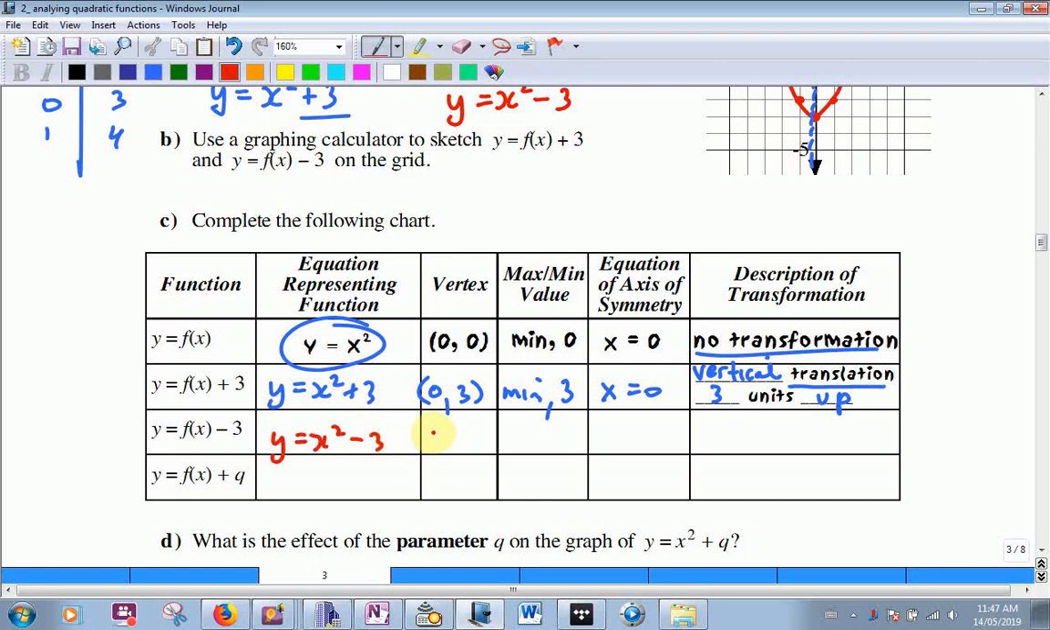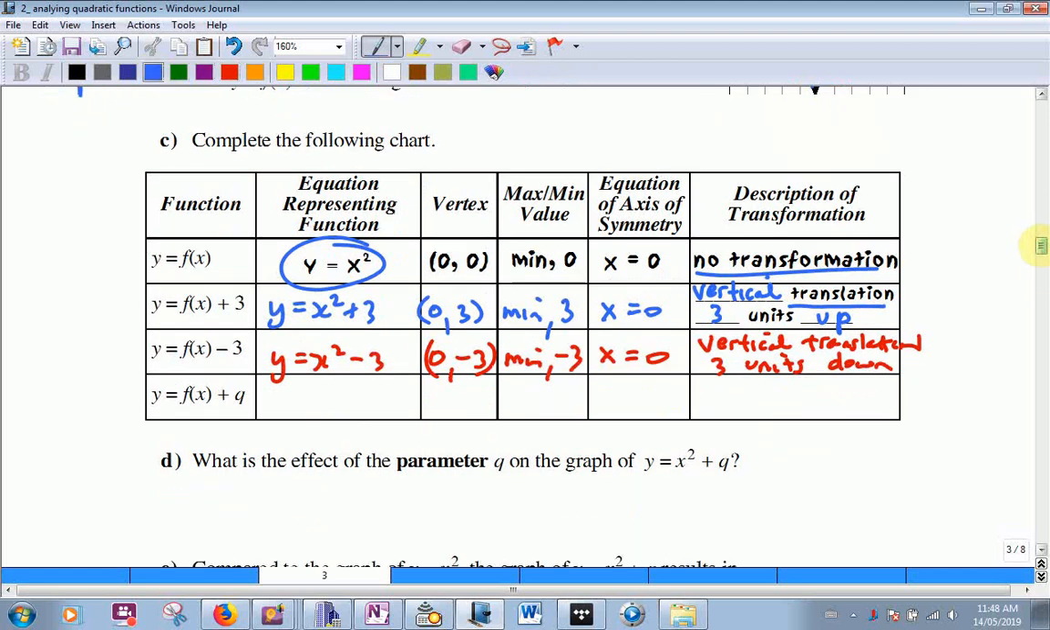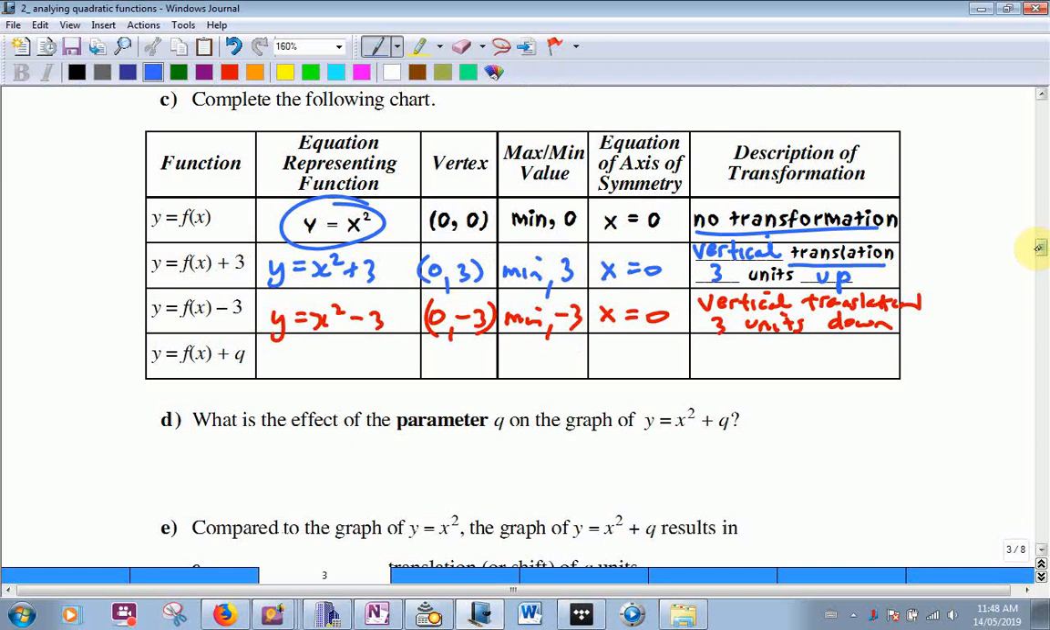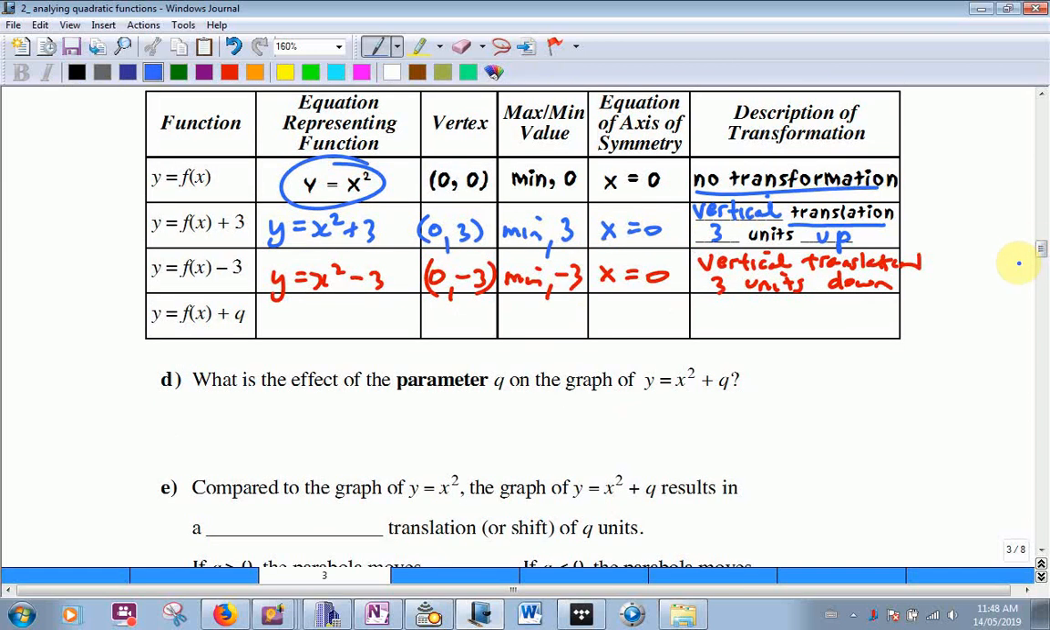And if I minus 3, then my vertex goes down 3 units. Still have a minimum, but now it's at negative 3. Axis of symmetry doesn't change. How would I describe the translation? It's still vertical, but it is now 3 units down. Okay? So like I said, you got that answer on that handout I gave you, but did it stick in here yet? We need to know this.